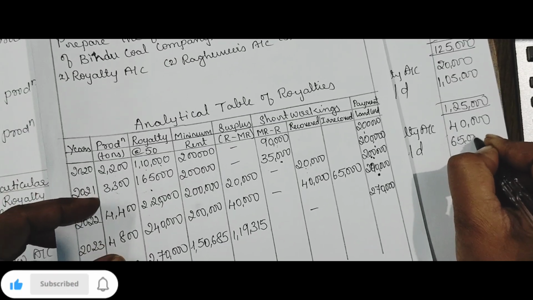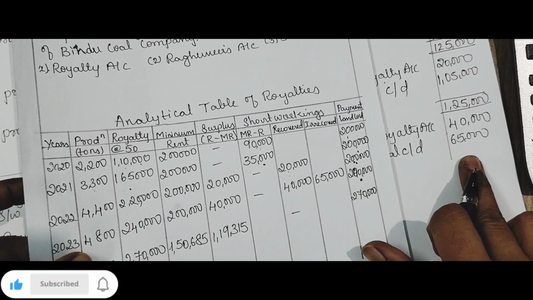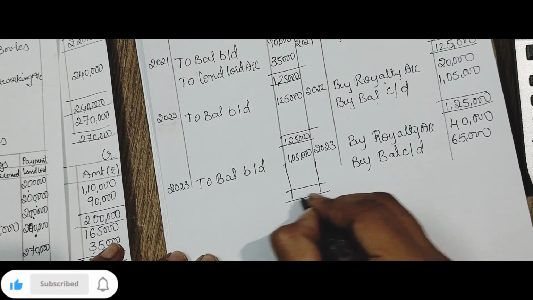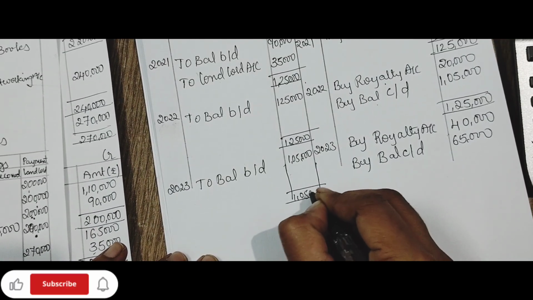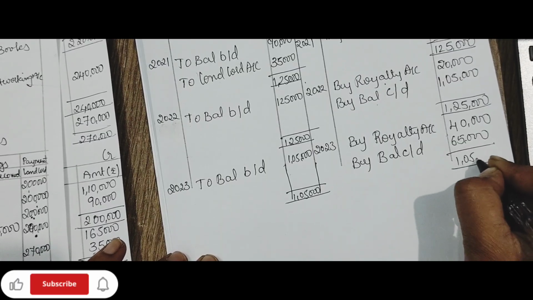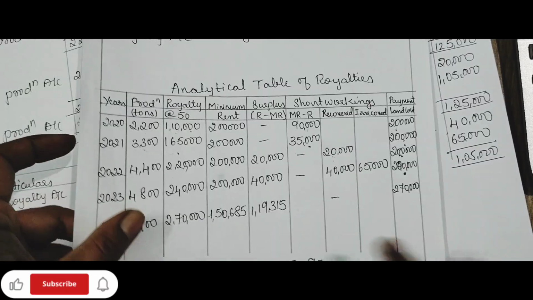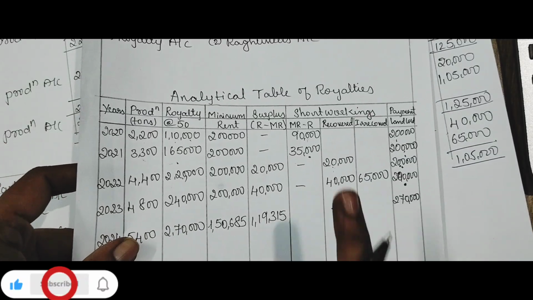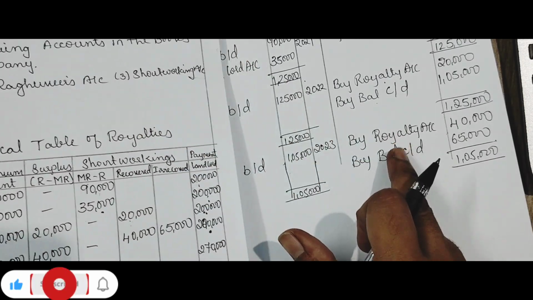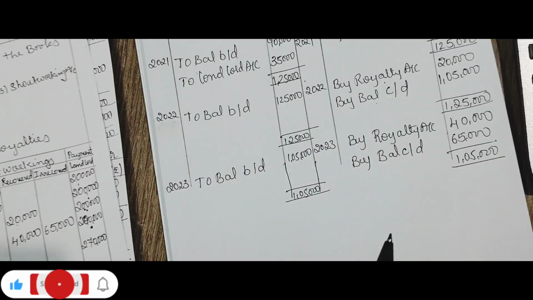Here you can see, whatever recovered amount 65 is there, it's the same balance you will get for the last year, fourth year. 1,05,000. That's it. For the fifth year, there is no short working or a recovery. Nothing is there. So you are not preparing anything. Until you have short working occurred and short working recovered, then you are recording in the short working account.